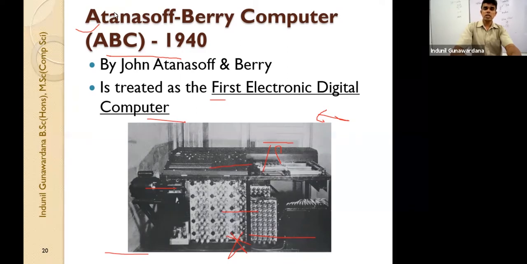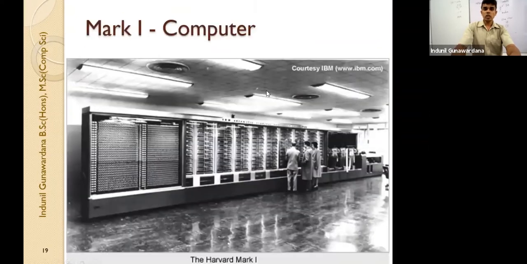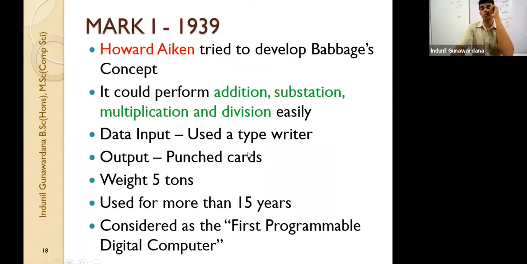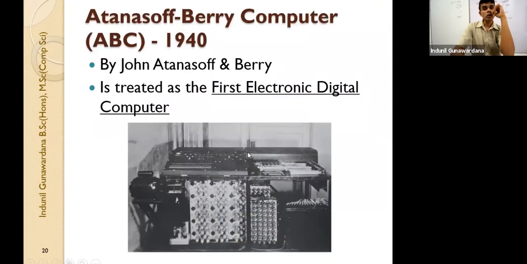It was called the ABC computer, since Atanasoff-Berry computer, ABC. That's how the ABC name came, Atanasoff and Berry computer. Those two people invented this machine, John Atanasoff and Clifford Berry. This is treated as the first electronic digital computer. When you go to the earlier machine, it was the first programmable digital computer, but this is called the first electronic digital computer. That is the ABC computer. So remember this, there is no other alternative. You must keep this in your mind.